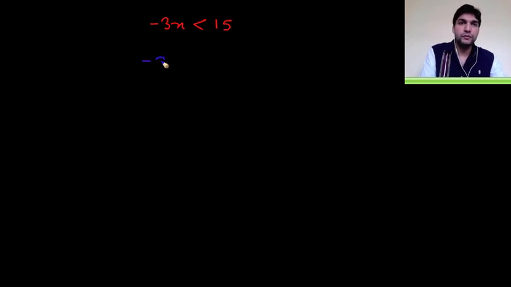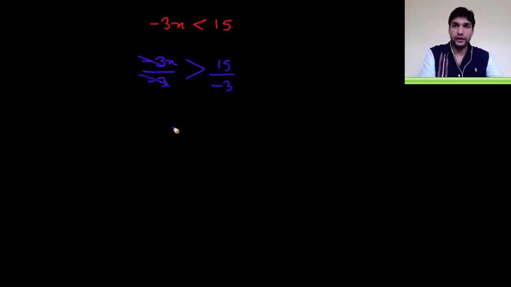Now try to do this question. -3x is less than 15. I know this is very easy for you now. Simply divide by -3 on both sides, you will get your answer. So it will become -3x upon -3. Notice here, you are dividing with a negative number. So reverse the inequality. 15 upon -3. So this -3 and this -3 will cancel out, and your x will be greater than -5.